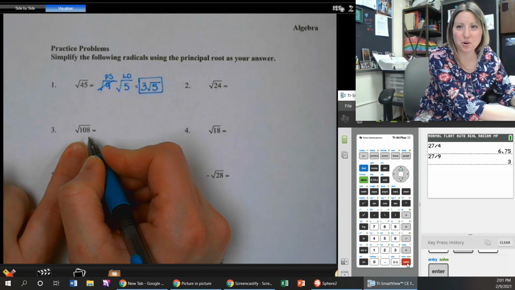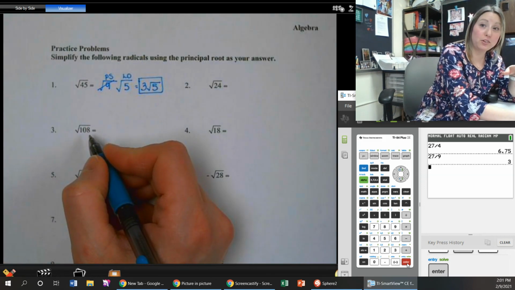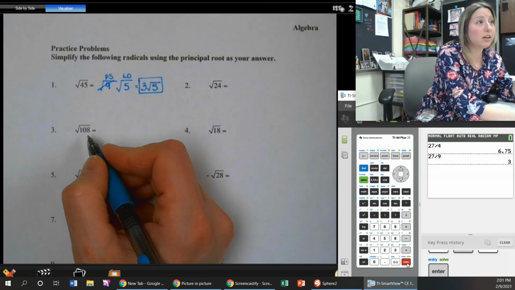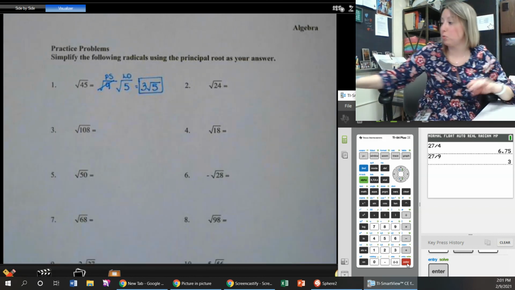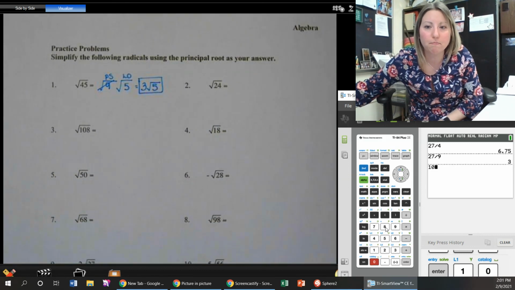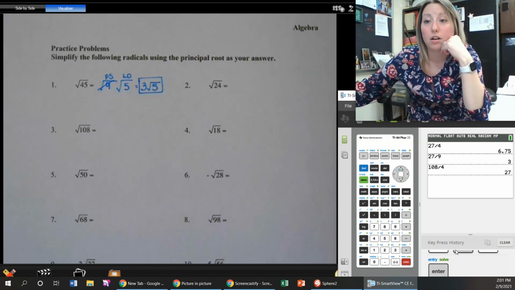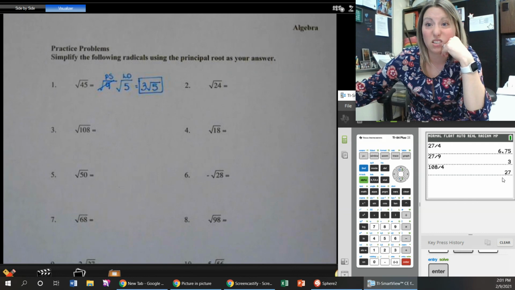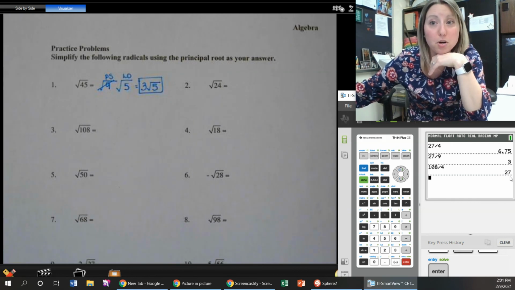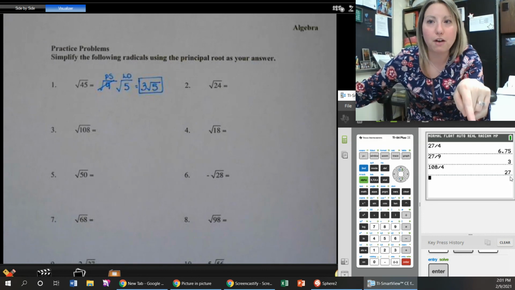Okay, I'm going to do 108, and I stopped. I hesitated for a second because there's a lot of perfect squares that actually divide evenly into 108. It itself is not a perfect square, but I just want to show you something. I'm going to take 108 and I'm going to start dividing it by perfect squares. Ready? I start with 4. Oh, hey, that works. I could go with 4 if I wanted to. The problem is the leftover. If the leftover can still divide by a perfect square, you have not found the biggest perfect square that divides evenly into your radicand. So let's keep going.